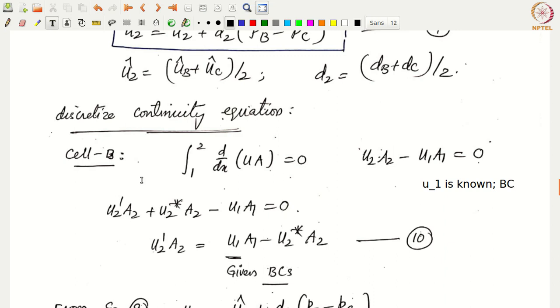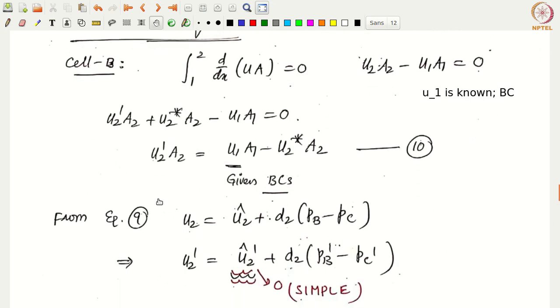Okay. So from here we are interested in, of course, obtaining a pressure correction equation eventually. So what we do is we leave u2 prime a2 on the left hand side and send everything else to the right hand side, that is known, right? So what is known here? u1 is known, u2 star is known. Of course, the cross section areas a1 and a2 are known. So you get the equation u2 prime a2 equals u1 a1 minus u2 star a2, right? Of course, u1 is a given boundary condition. Okay, so let's call this equation number 10.